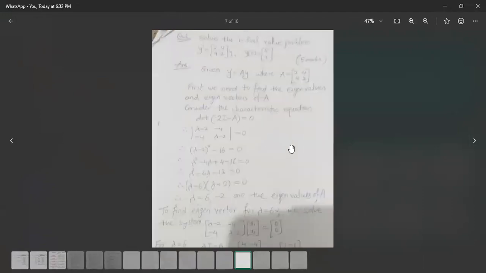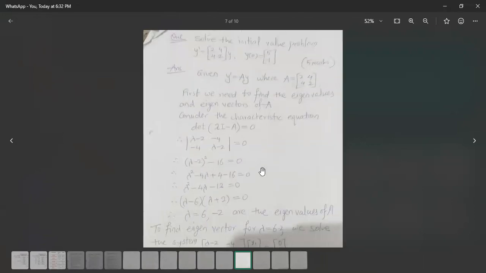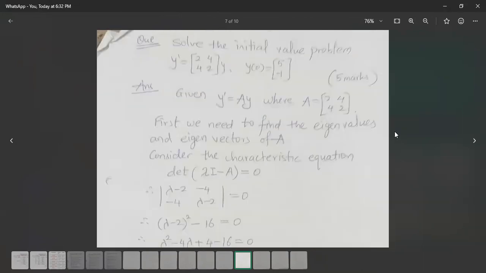All right. Let us now talk about equations of initial value problems. How to solve initial value problems. So the question in front of us is from the previous question paper. Question says y dash is equal to matrix times y, given y of 0 equal to this column matrix. And the question carries 5 marks.